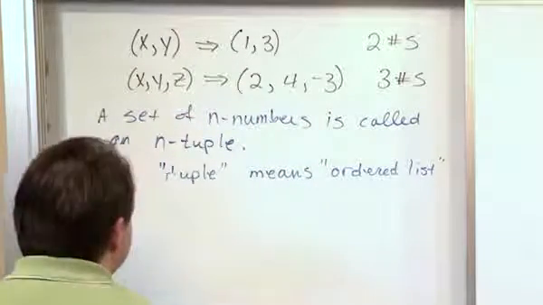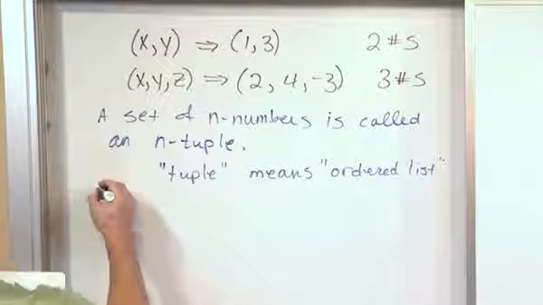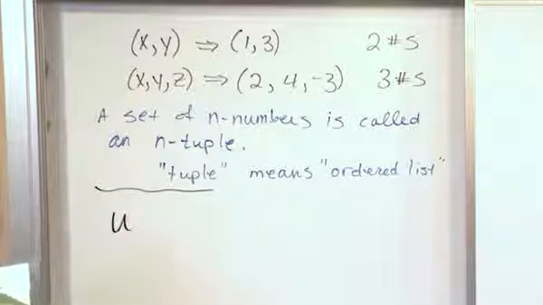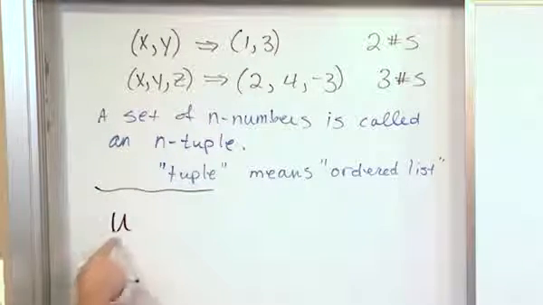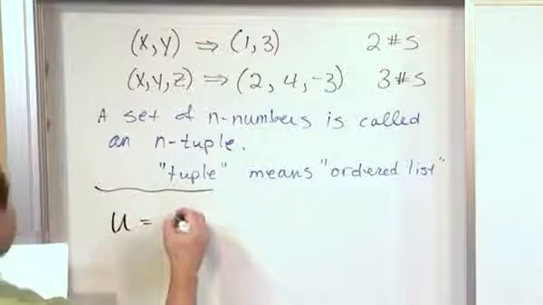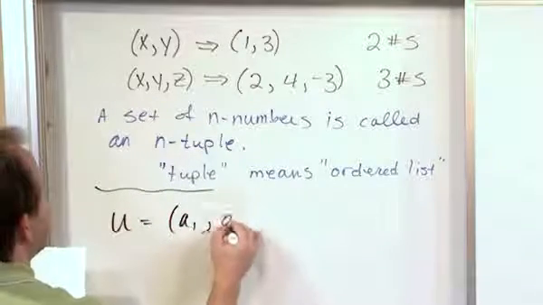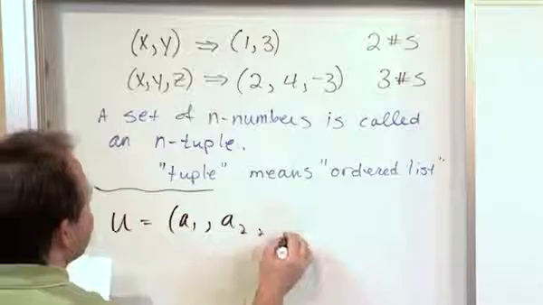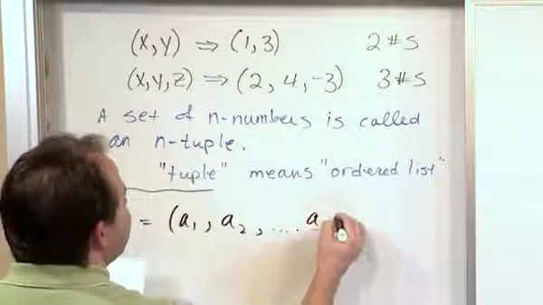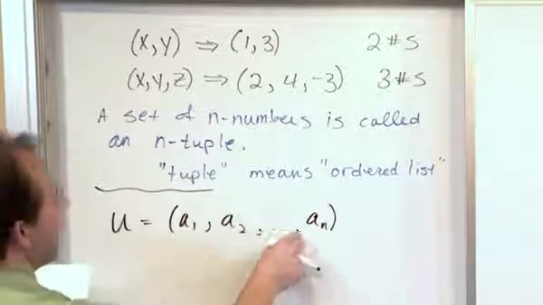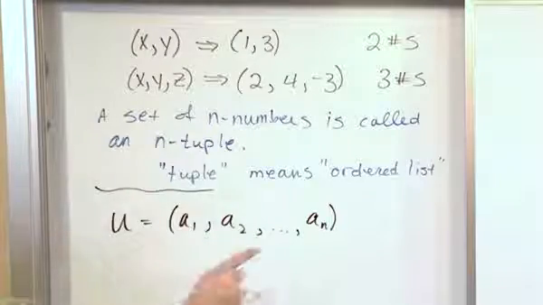So in general, if we have something, we're going to call it u for now. We're going to call this n-tuple u. If we have a list of numbers like a1, that's a number, a2, that's another number, dot, dot, dot, a sub n, that's another number, all separated by commas. Notice the commas here. Then we can call this an n-tuple.